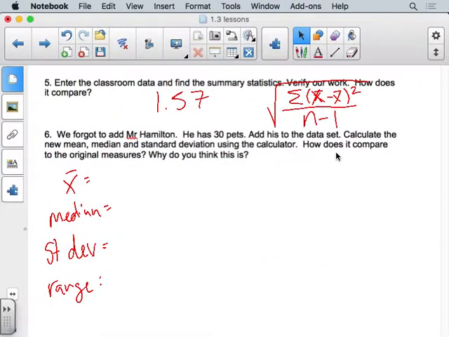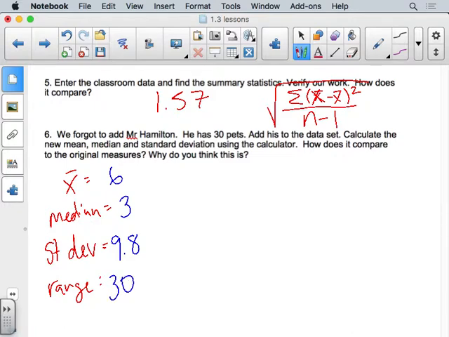Okay, so let me write these down. So I remember we had a mean of 6, right? What was our median? 3. Our standard deviation was like 9.8. Did I say 6? Go to 6. Okay, and our range 30. 30 minus 0, 30. Okay.